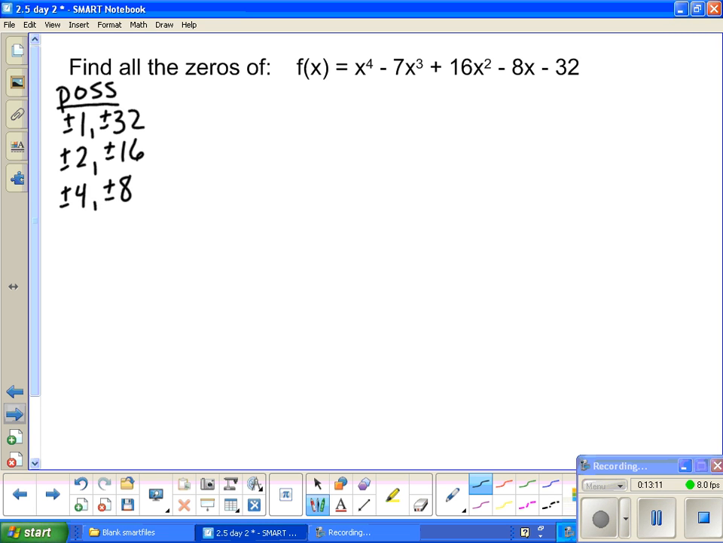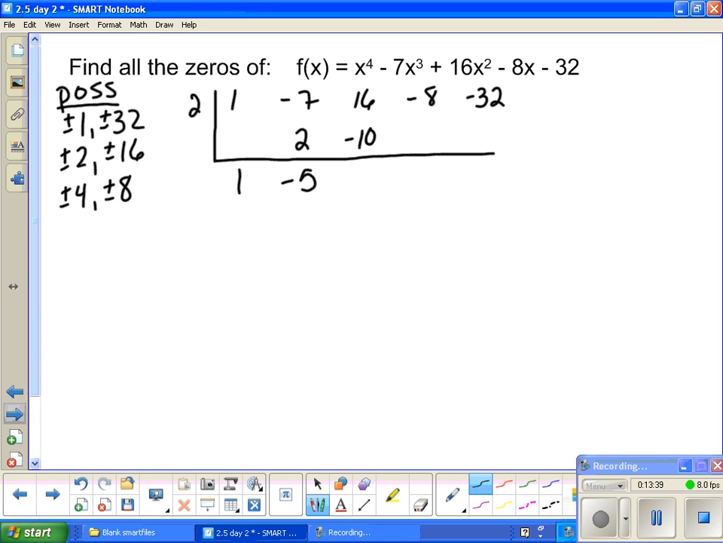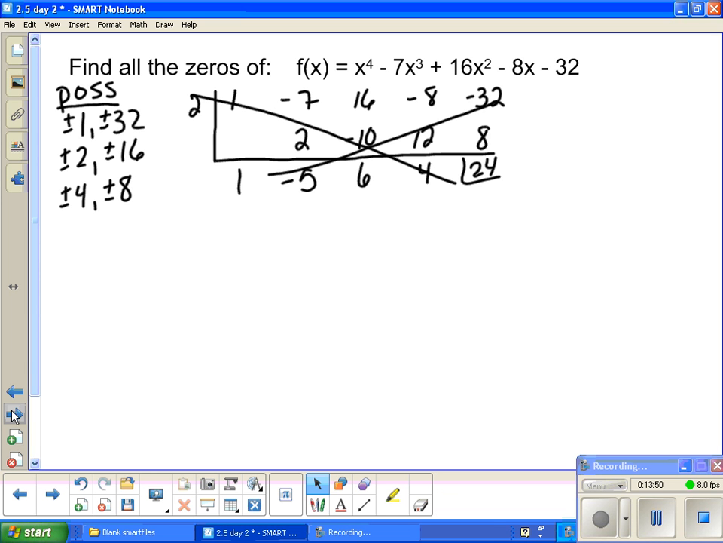Okay, so I'm going to go up here and I'm going to start my guess and check. 1, negative 7, 16, negative 8, negative 32. Okay, let's go ahead. I got a negative 32. So I'm thinking I might need an even number. I don't know. So I'm going to try 2. 2 times 1 is 2. Again, add. Okay, so this one does not work.